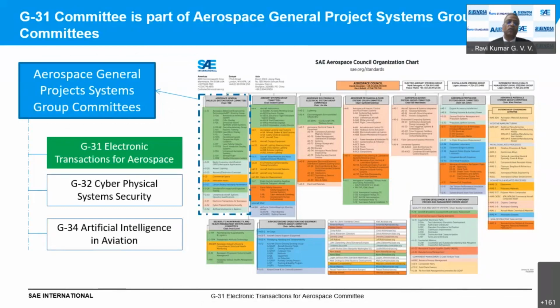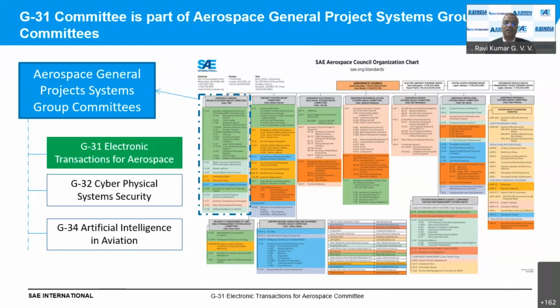So if you look at the overall technical committees, David has shown the wonderful chart that is basically the SAE Aerospace Council organization chart. If you look at this particular Aerospace Council chart, there are various groups representing these standards. One of the important groups is the Aerospace General Projects Systems Group Committees. That is where this particular committee, G31, Electronic Transactions for Aerospace, lies.